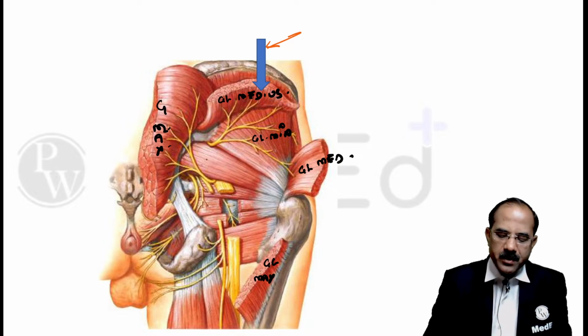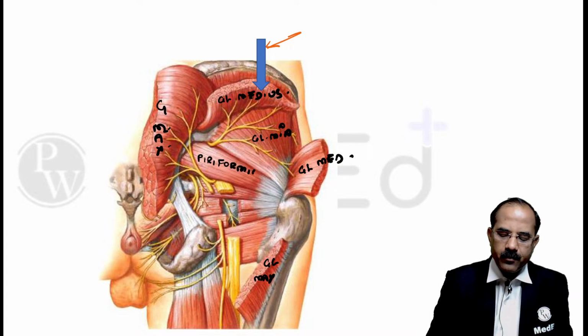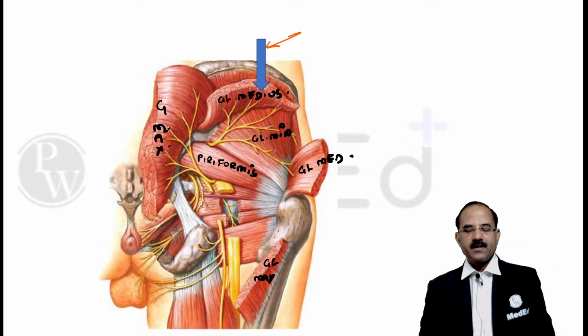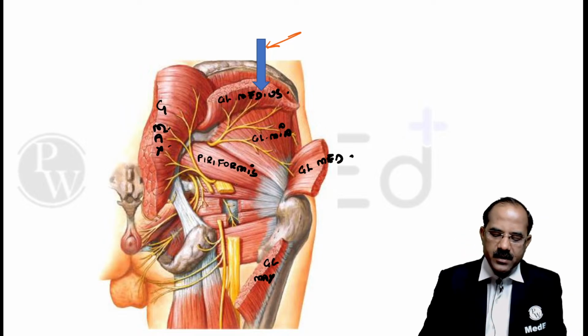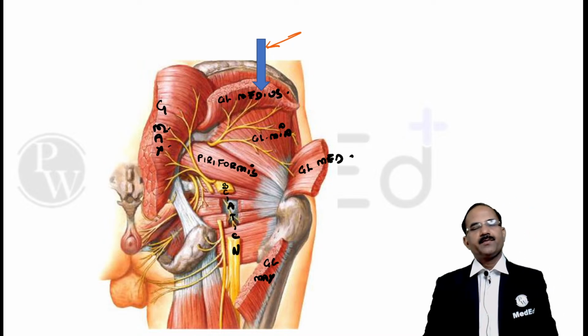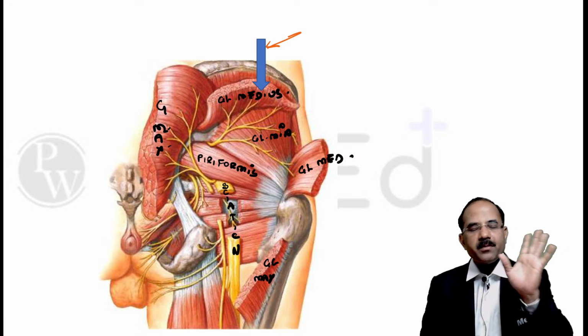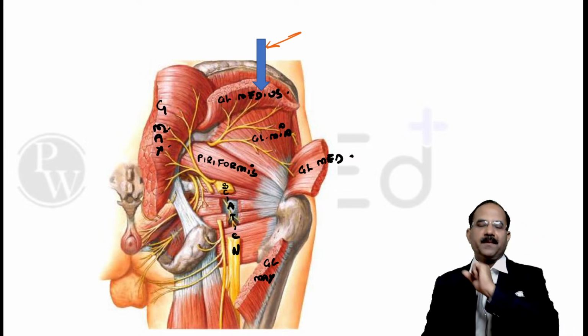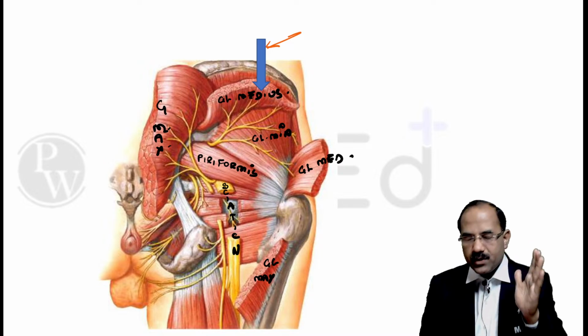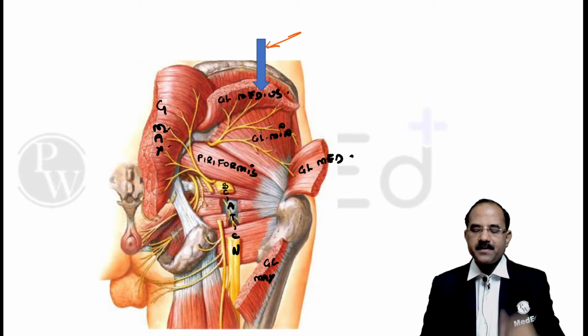What is this pear-shaped muscle? Piriformis, right? This is the piriformis. Clear, students? What is this nerve here? Sciatic nerve. This is the sciatic nerve. Right? These are the important muscles you have to remember. You get this as a visual slide, students, so you have to be very clear about this.